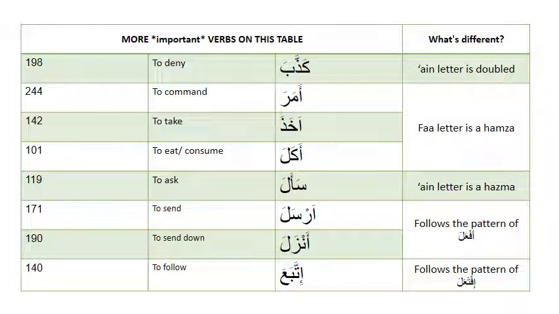Some more important verbs on this pattern, the default, original pattern. The first one is kadhaba, a very important verb. It means to deny, and kadhabu comes a lot in the Quran: they denied. Amara means to command: amarallahu, Allah commanded the Muslims. Akhadha means to take. Akala means to eat or consume. Sa'ala means to ask. Arsala means to send.